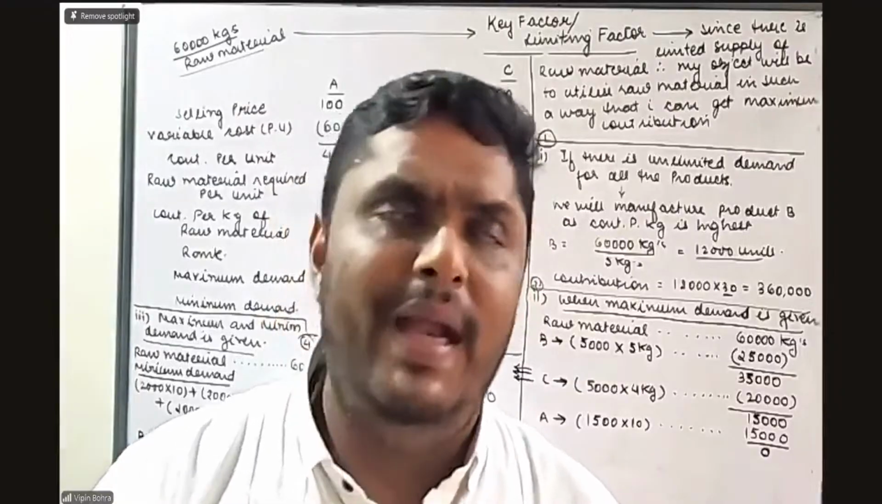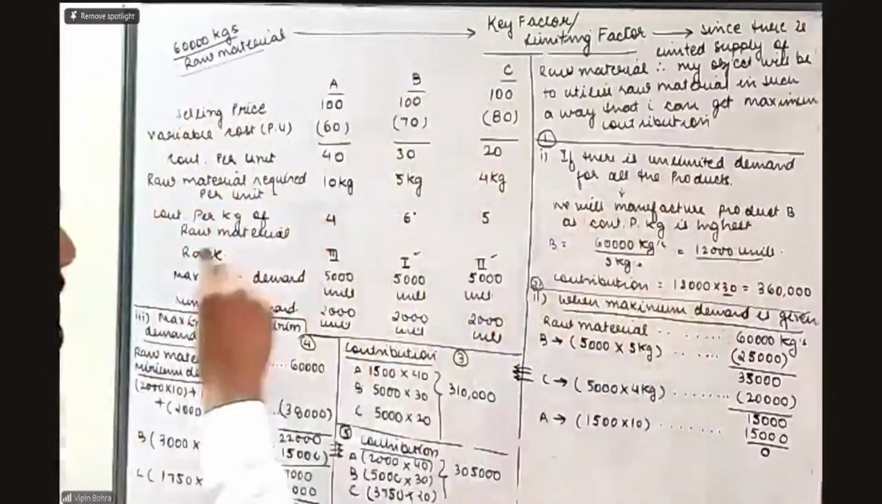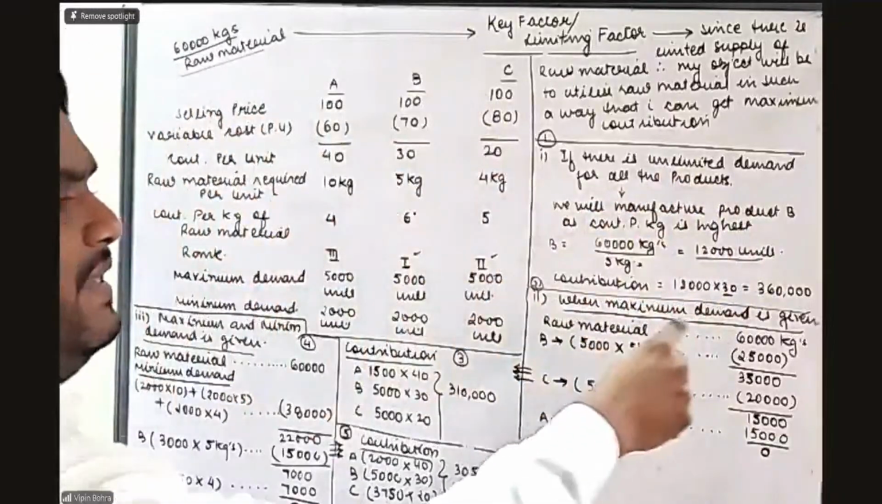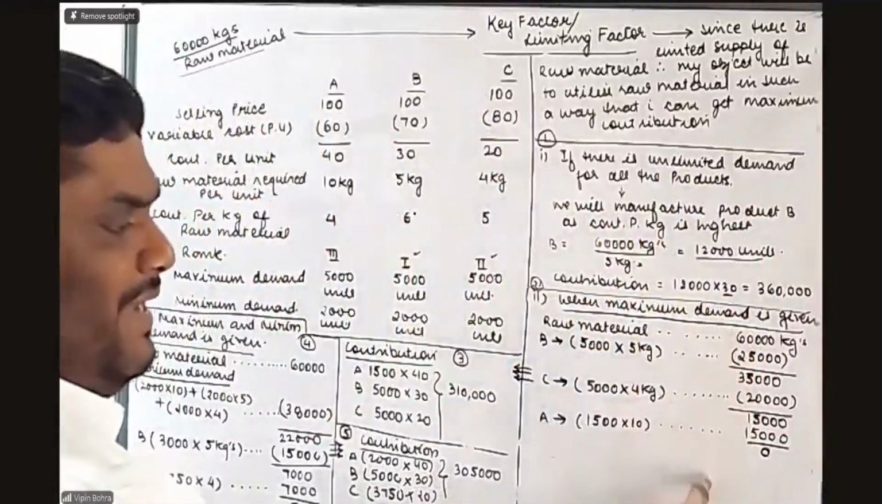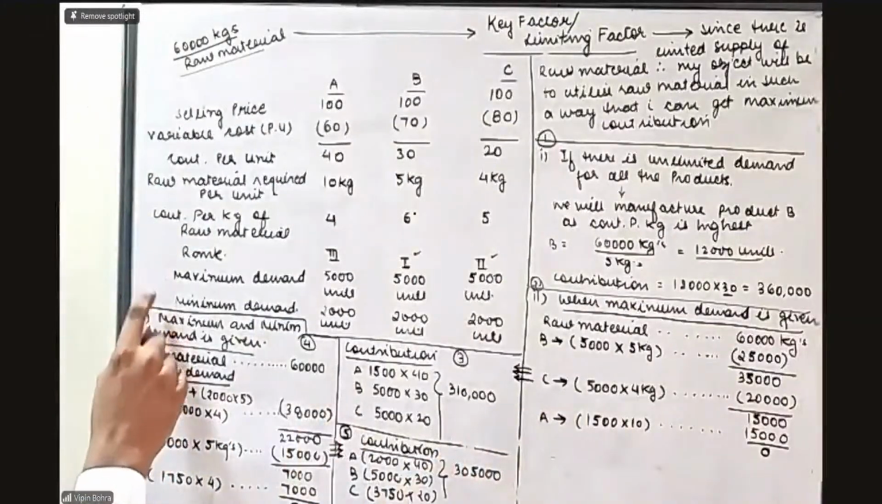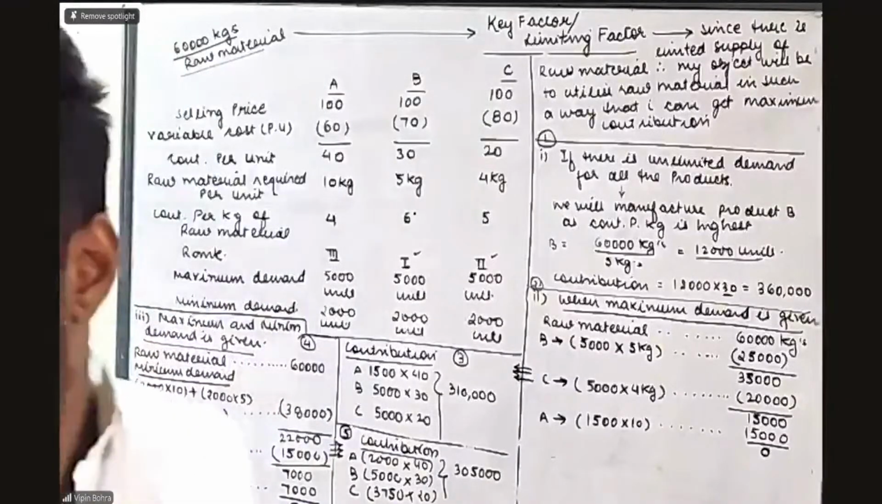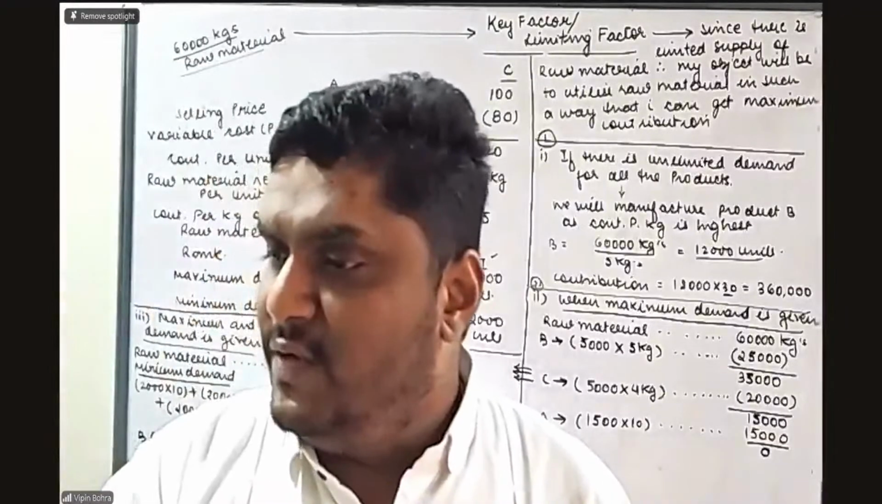Whatever running in your mind, be it if there is unlimited demand of product. Second point, when maximum demand is given in the question. So here was the calculation and this was the contribution. Third part, when maximum and minimum both are given. So this is the calculation and this is the contribution. So waiting for your queries first of all.